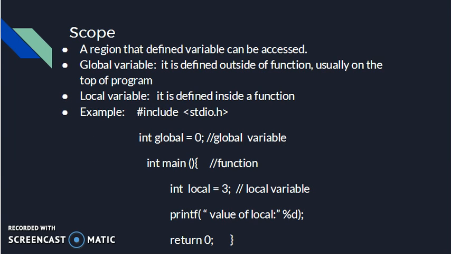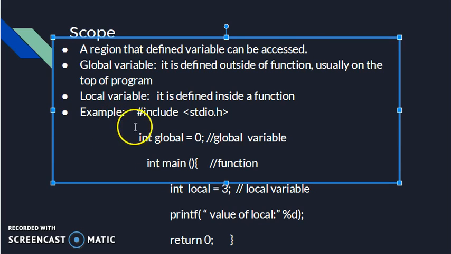Welcome back. Next, we will learn what is scope. It is a region where defined variables can be accessed. There are two types of variable, which are global variable and local variable. A global variable is defined outside of a function, usually on the top of the program. A local variable is defined inside a function.